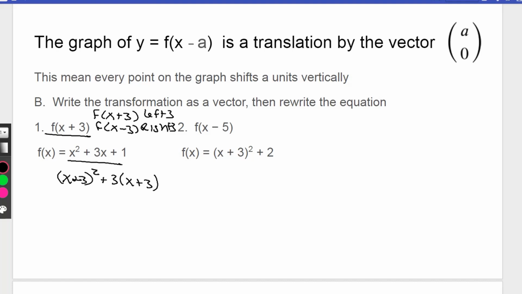So now I'm going to put plus 1. And so now all I got to do is basically put all this together. What's x plus 3 squared? Well, it's going to be x squared plus 6x plus 9. And then this is going to be plus 3x plus 9, and then plus 1. And when I simplify it, I get my new and improved equation of x squared plus 9x plus 19.